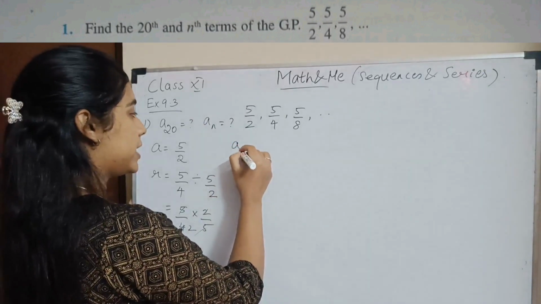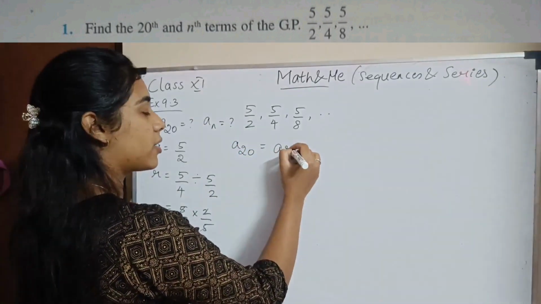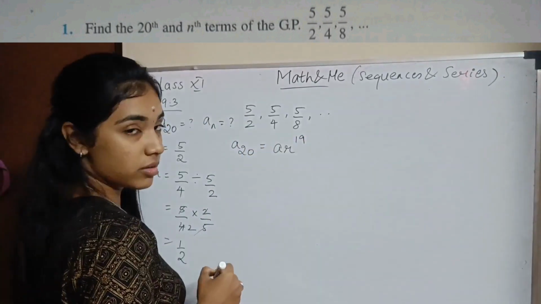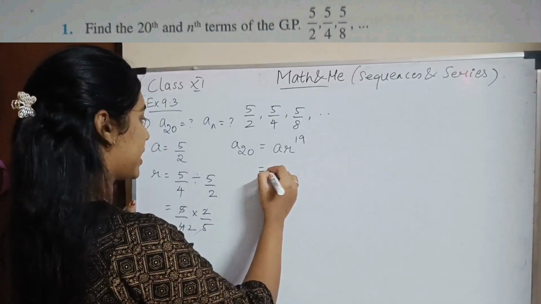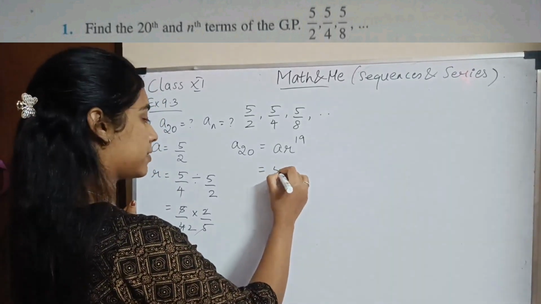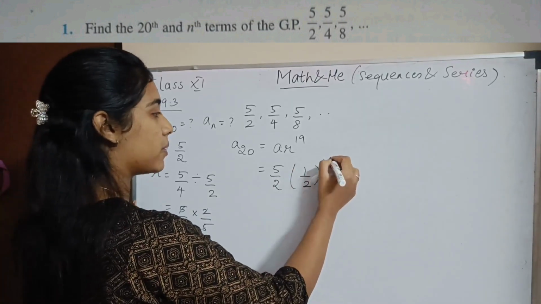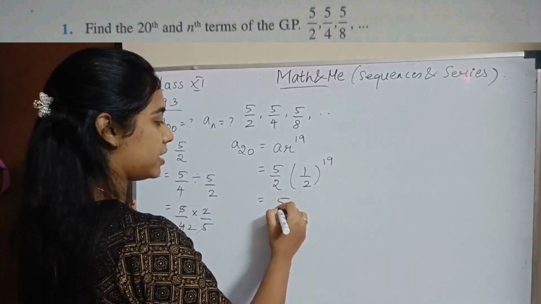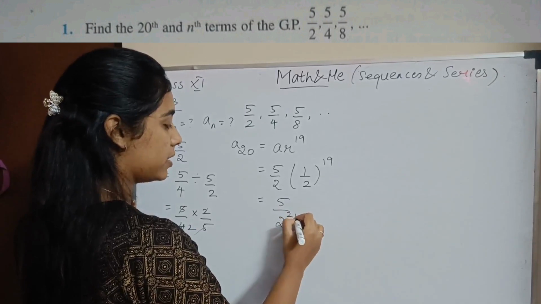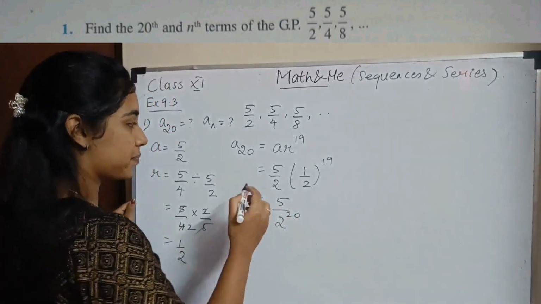So what is my A20? A20 is AR to the power n minus 1, which is 19. So I have 5 by 2 times 1 by 2 to the power 19, which is 5 divided by 2 to the power 20. So this is the final answer.